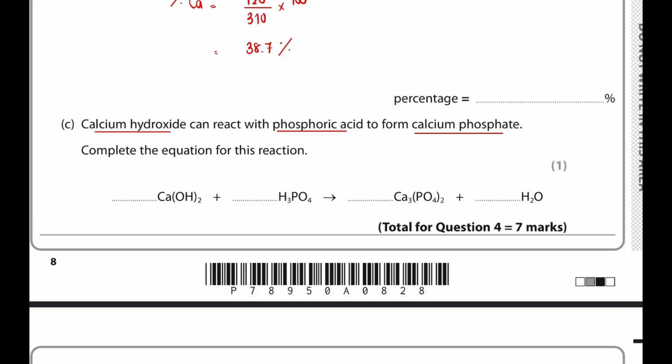Okay, so we have 3 calcium on the right hand side, so I'll put 3 here. And then we have 2 phosphate on the right hand side, so I'll put 2 here and 1 here. So let's count the number of hydrogen atoms. So we have hydrogen equal to 2 times 3, which is 6, and then 3 times 2, which is 6 again. So we have total 12 hydrogen atoms, but we have only 2 here, so I'll put 6 here.